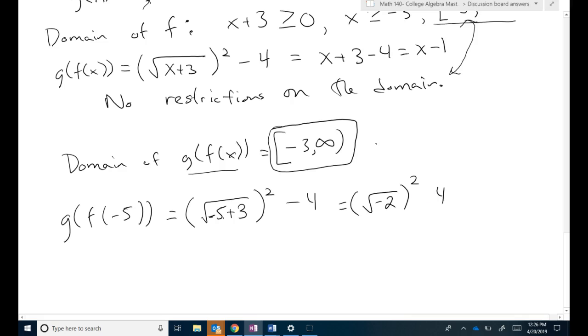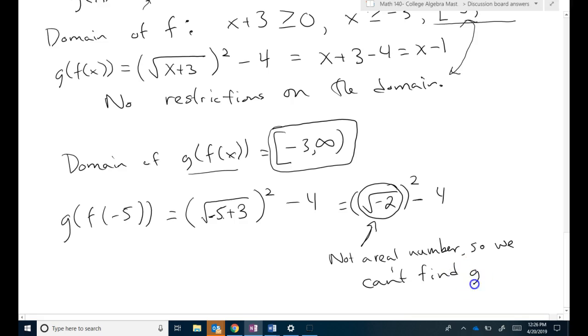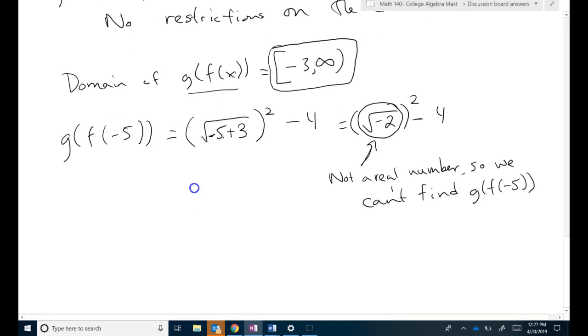which, if we were working with complex numbers, would be fine, but it's not okay if we're working with just the reals. So since this is a square root of negative 2, this is not a real number. So we can't find g of f of negative 5. It doesn't exist in the reals.